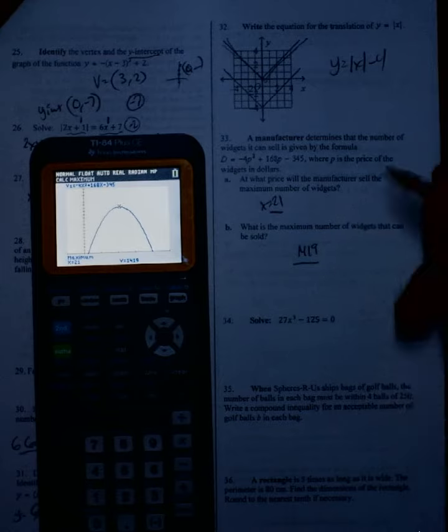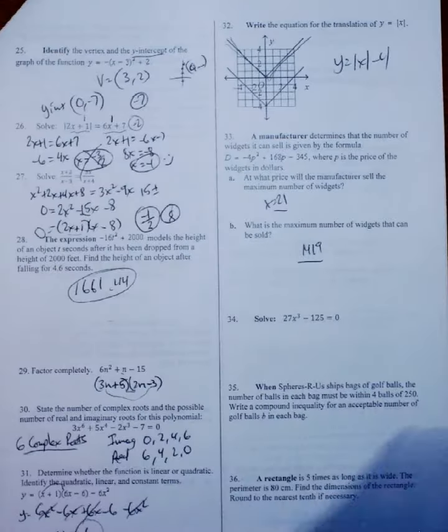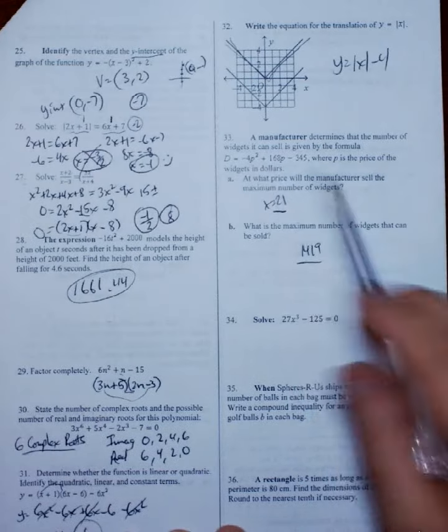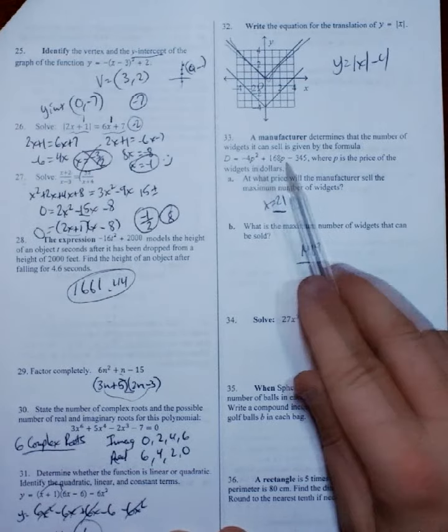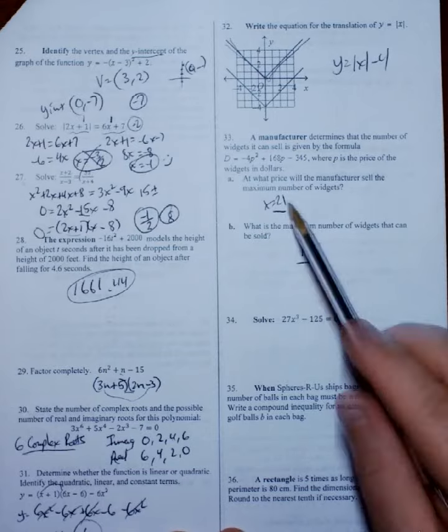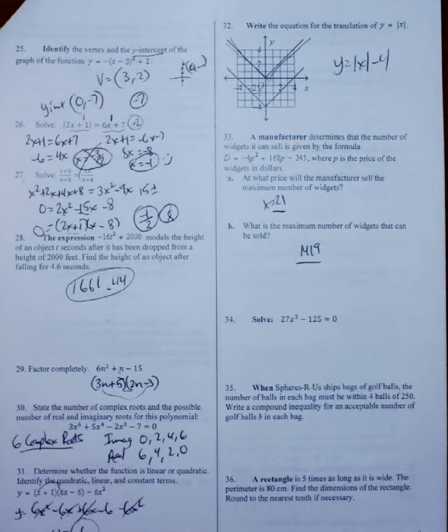Now, I kind of cheated there by using my calculator, but you could have also done this by doing negative b over 2a, because that would have given you the vertex as well. So that's 33.